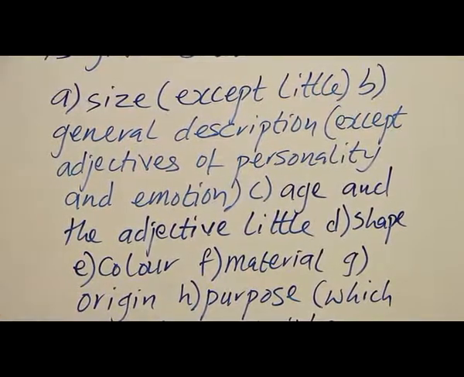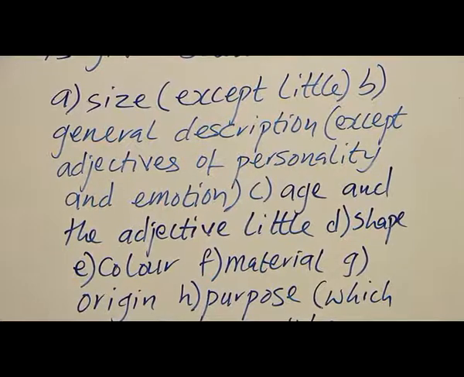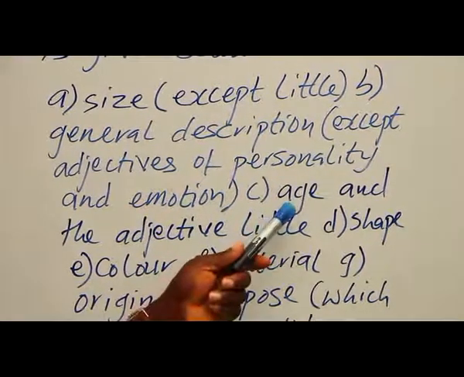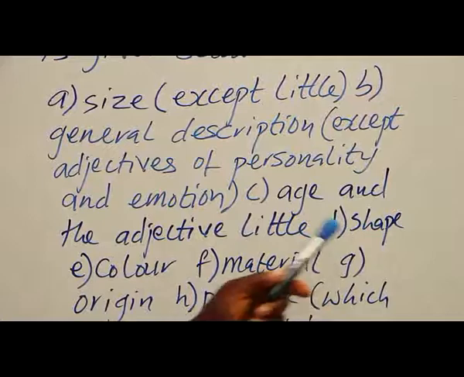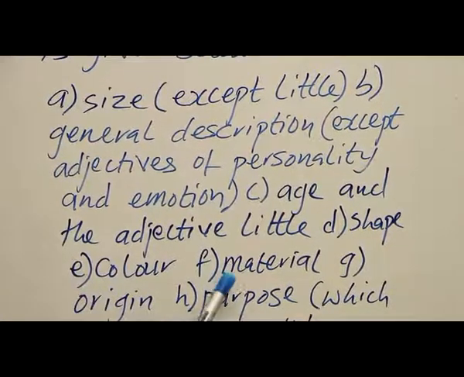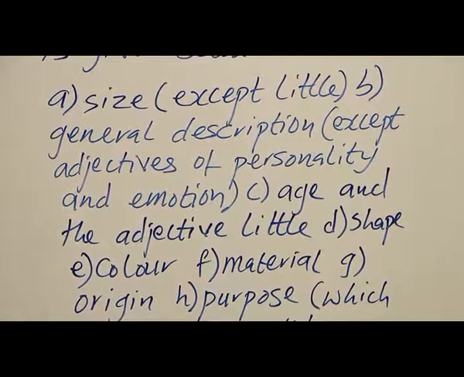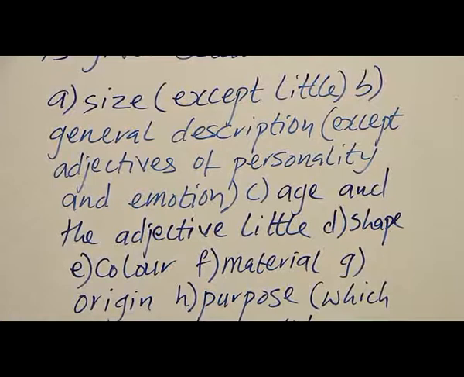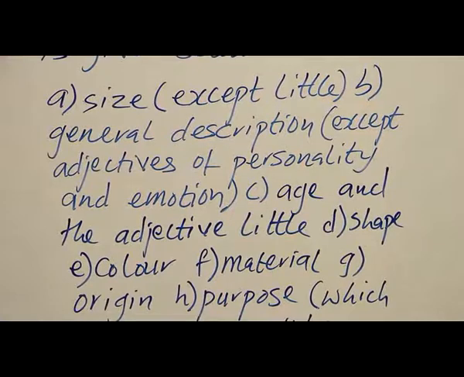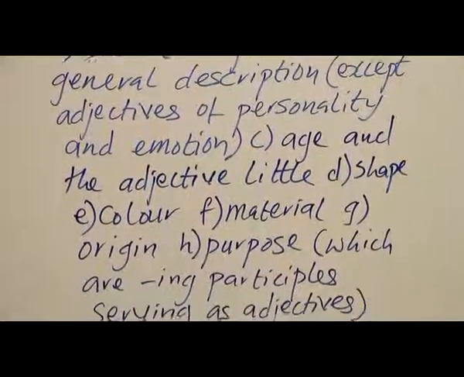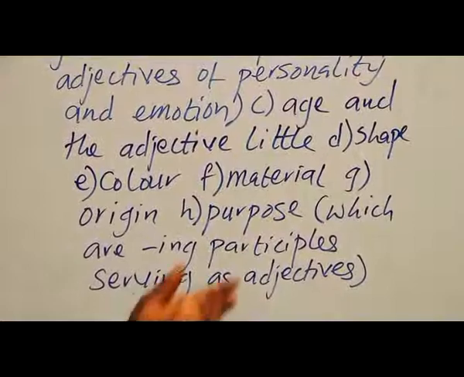Alright, then adjectives of general description such as beautiful can come in here, except adjectives of personality and emotion though. Then we have next on that is age, and the adjective little can therefore come. Then we have the adjective of shape coming next. Then of color, of material, such as you say velvet, a beautiful blue velvet cloth. Velvet now is the material we're talking of. Alright, then origin, for example Nigerian, comes next. Then adjective of purpose.